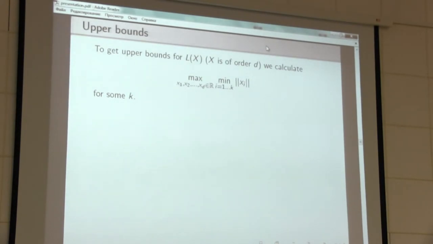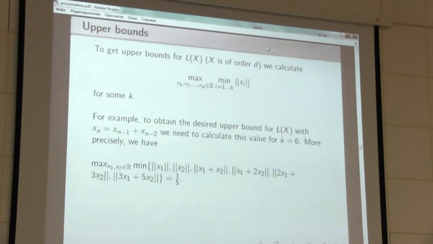To obtain the upper bound, we will just calculate the following expressions. For some k, we will take the maximum over all our linear recurrences of the minimum over several consecutive members. For example, to obtain the bound 1 over 5, the upper bound 1 over 5 for L of x, we need to calculate this expression for k equals 6. So this is the explicit form of what we need to do, and it happens to be 1 over 5.